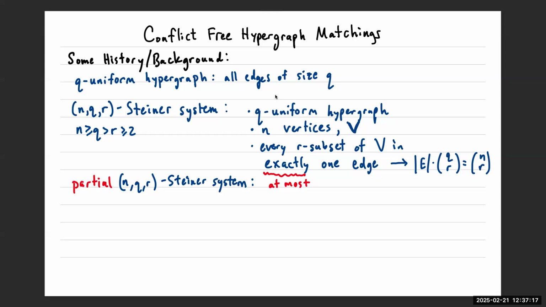A partial (n,q,r) Steiner system is just when you replace the word exactly with at most. So you want every r-subset to be in at most one edge of your hypergraph.